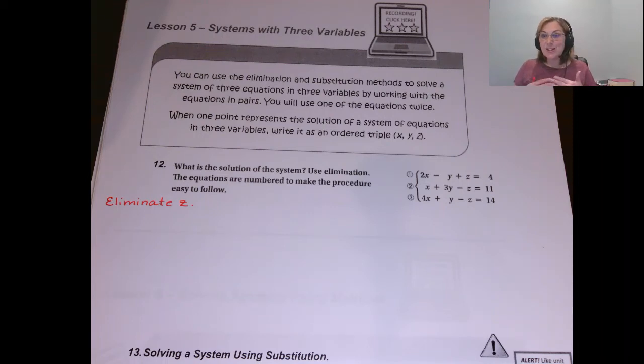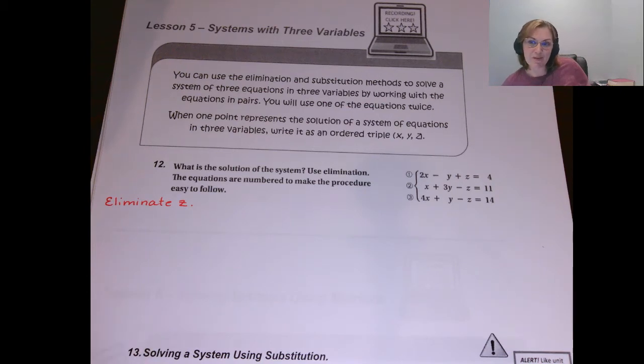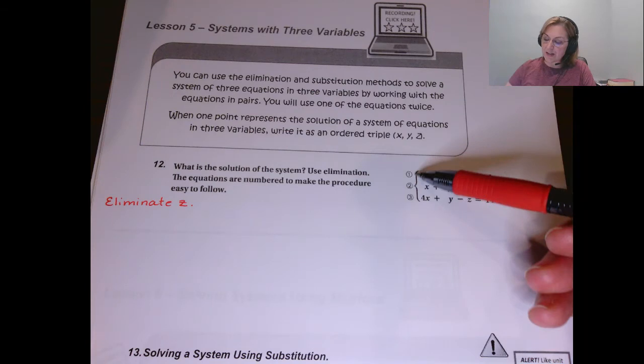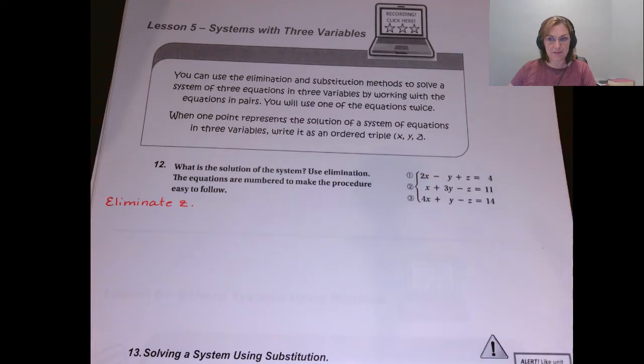All right, let's look at three variables. And this one, we're going to be working with elimination and substitution again, but we're going to have to keep track of the equations because when you go to three variables, you've got to go to three equations. So you can see in number 12 that I'm going to use elimination. Notice that I've numbered the equations that'll help me keep track of them.